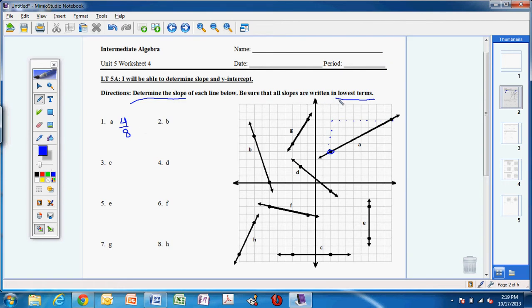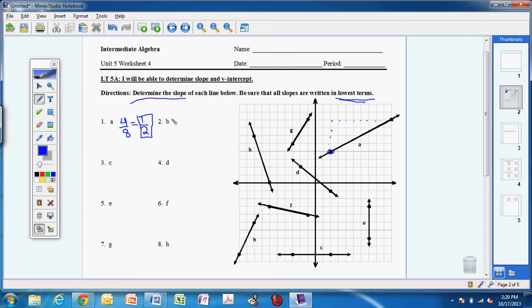But again, guys, we have to write these in lowest terms. So in lowest terms, 4 divided by 8, that actually can reduce, 4 goes in, so I can reduce both of these by 4. So 4 divided by 4 is 1, and 8 divided by 4 is 2. So for line A, that has a slope of 1/2.